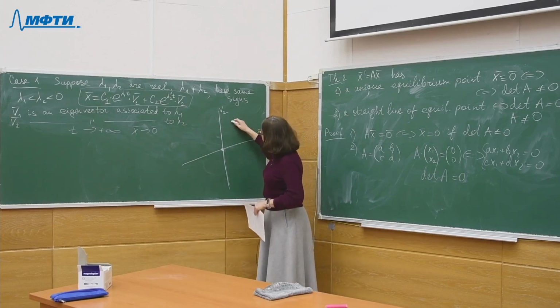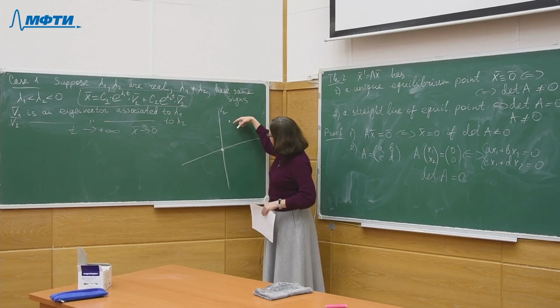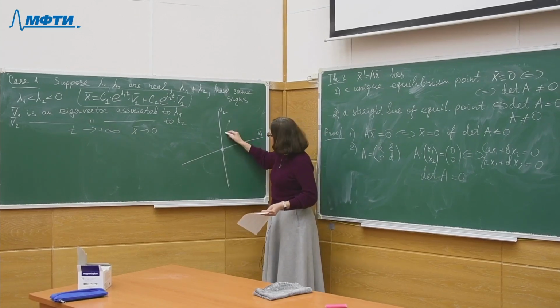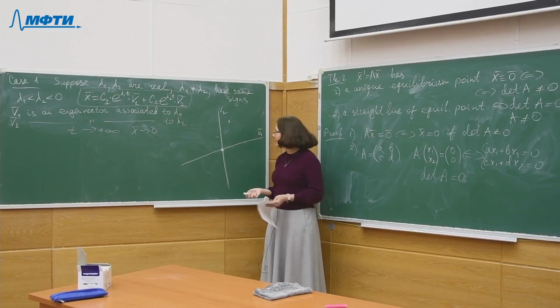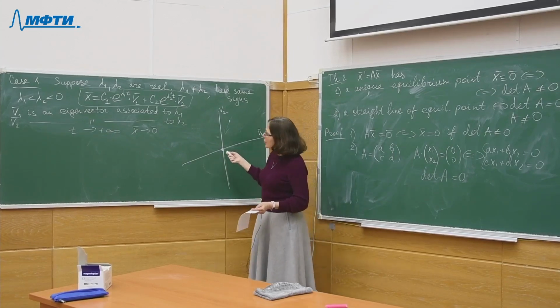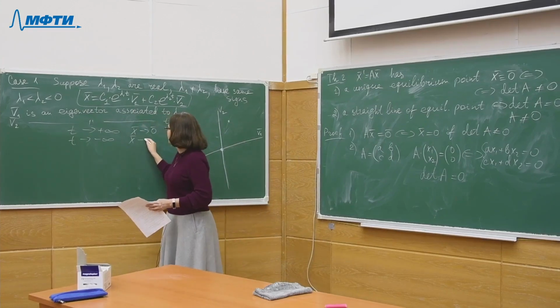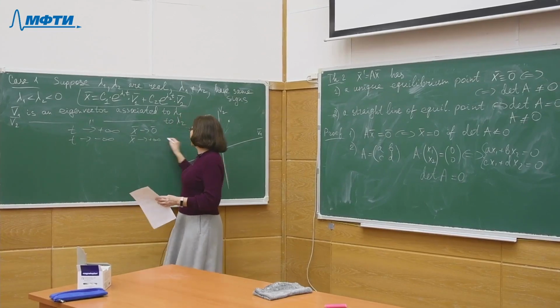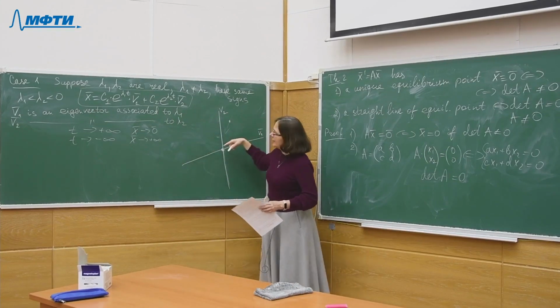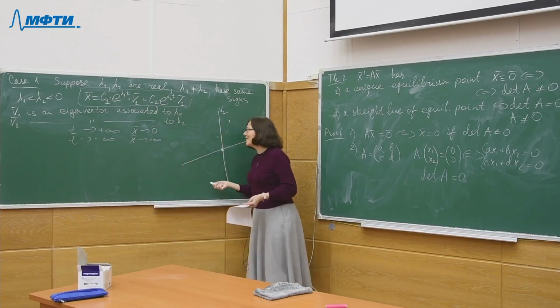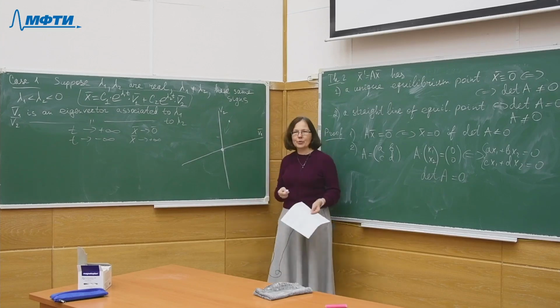So if we start from some point, the trajectory must go toward the origin, right? Toward the origin. The direction will be this, right? Next, go further. So if t approaches negative infinity, then x approaches positive infinity. So in this case, if we reverse the time, x will go away from the origin.